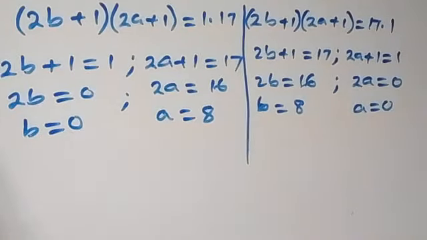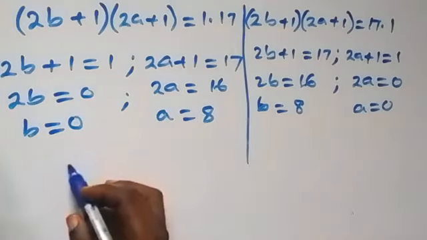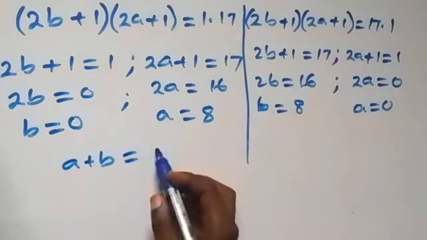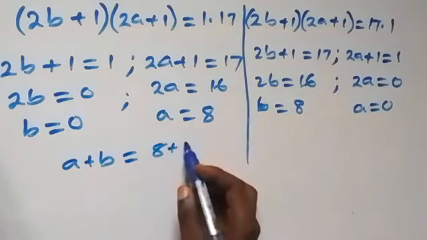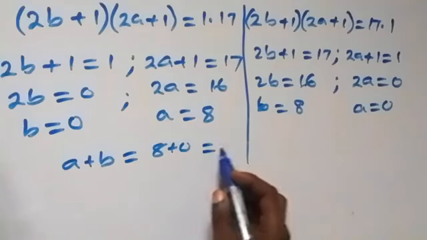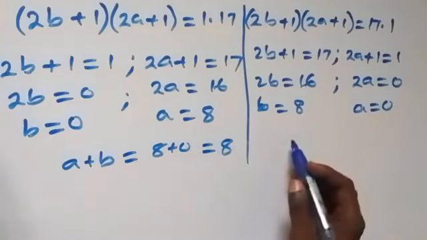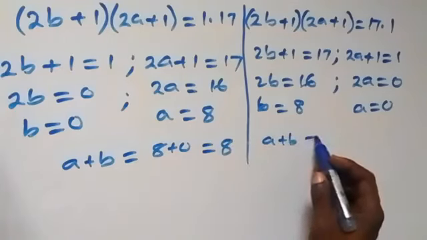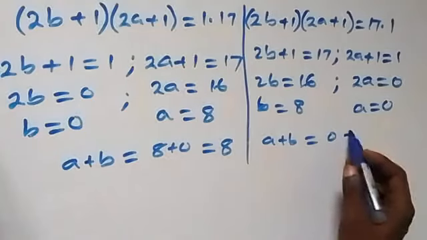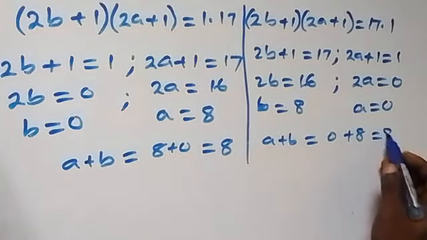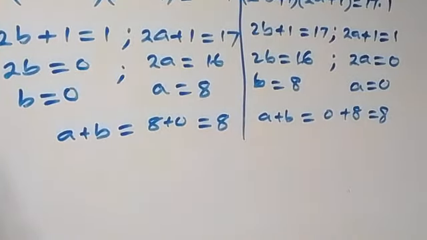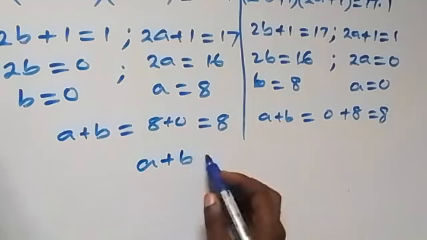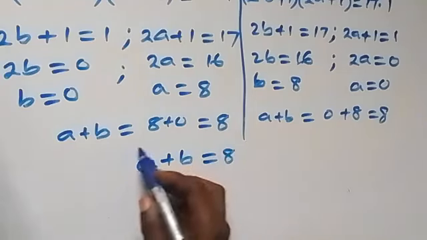Now, for this first case, on this side, a plus b equals 8 plus 0, which equals 8. And on this side as well, a plus b equals 0 plus 8, which is also 8. So both give us the same thing. So for the first case, a plus b is equal to 8.